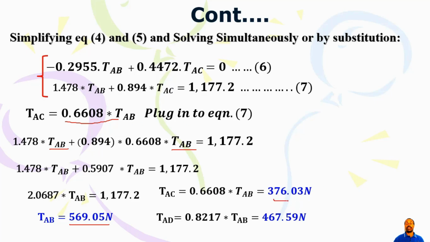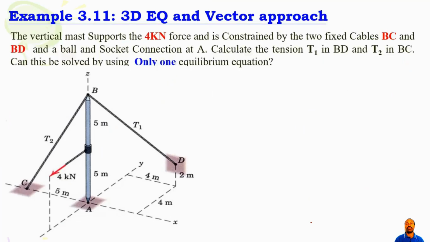Once you find TAB, then TAC can be calculated from this equation. TAC will be 376.03 Newton, and TAD again, you substitute in the first equation, 0.8217 TAB, then you have this result. So this is just using equilibrium equations we are computing, but if you have additional unknown reactions, you may not finalize using one equilibrium equation. You may apply a cross product or moment will be used. So let us see such an example.